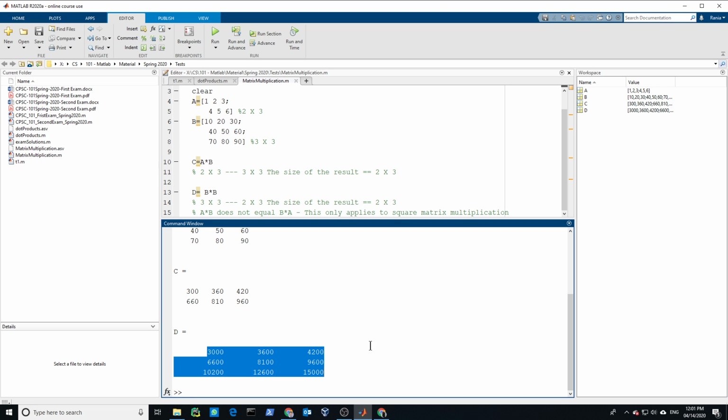So that's the rule for multiplication. So you have to be careful before you apply the multiplication of matrices.